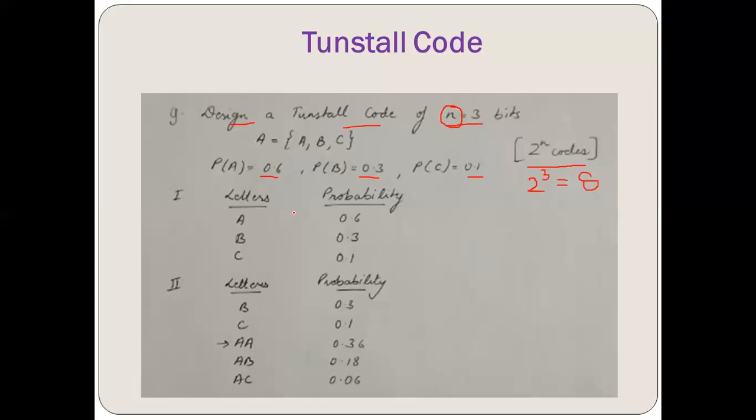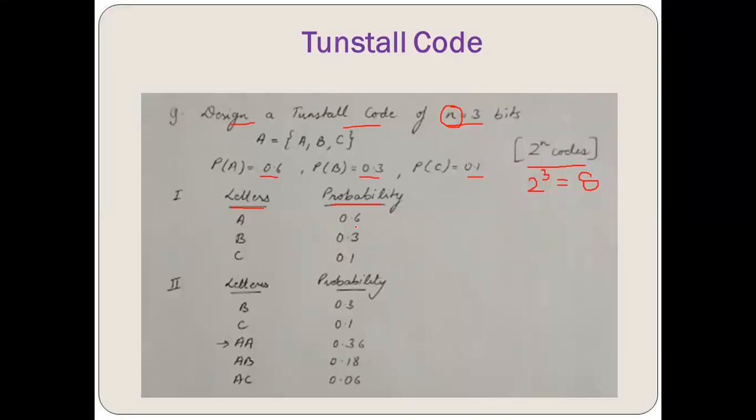Now, what I need to do is, if you remember the Huffman coding, we take 2 columns. One is the letter and the second one is the probability. And I'm going to sequence it in descending order. That is, A with probability 0.6, B with probability 0.3, C with probability 0.1. Now, you can see this is in descending order.